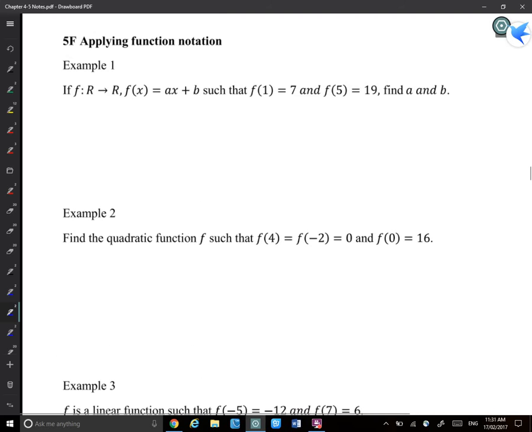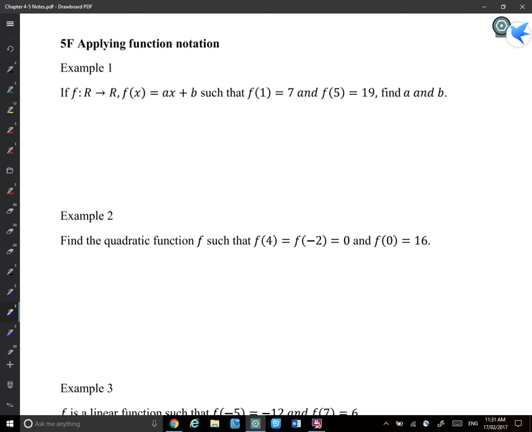So this is nothing hard. It's really similar to before, like they give you y equals ax plus b, and give you x equals 1, y equals 7, x equals 5, y equals 19, and ask you to find the parameters a and b. So it's all the same. You just change to function notation to deal with it.